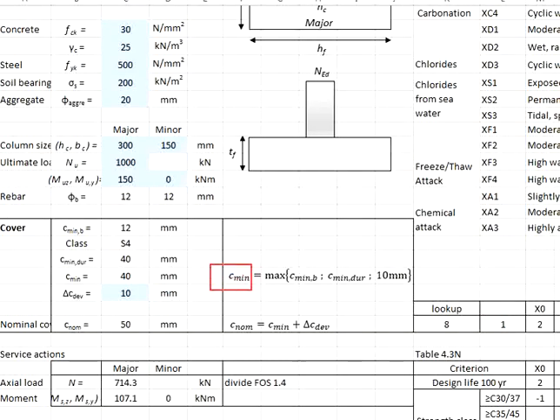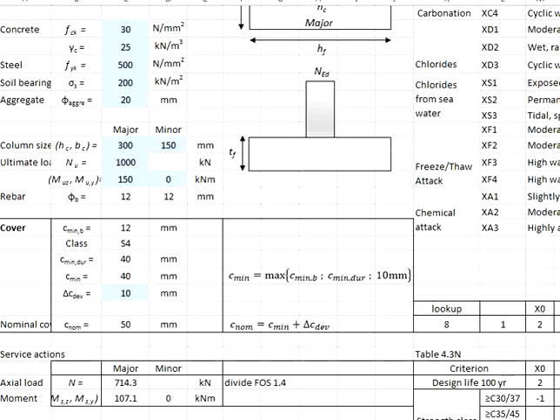The C min will be the larger value of the three. C min bar equals 12, C min durability equals 40, and a minimum of 10 mm. That gives you C min equals 40 plus 10 mm deviations. Your nominal cover will be equal to 50 mm.